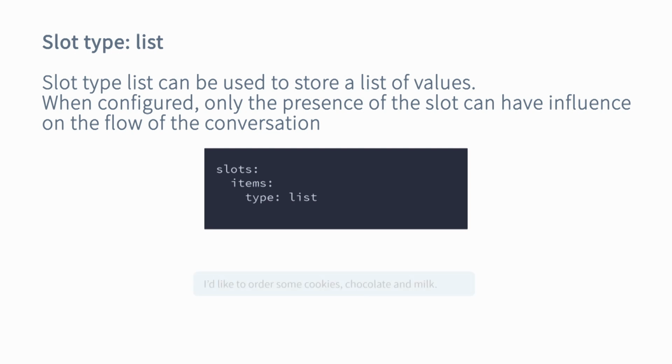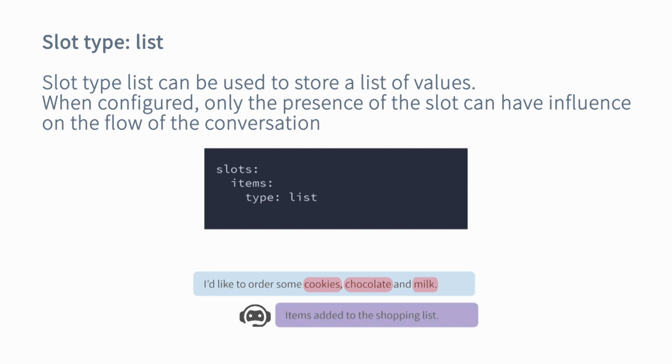A very simple example of the usage of a list slot is an assistant that allows the user to buy groceries. So when the user says that they would like to buy chocolate, milk, and cookies, an assistant will extract details like chocolate, milk, and cookies as entities under the same name, items. If you have a slot that is configured as a list slot, your assistant will be able to extract all of these details under that specific slot. And then your assistant can use those details to add them to the shopping list.